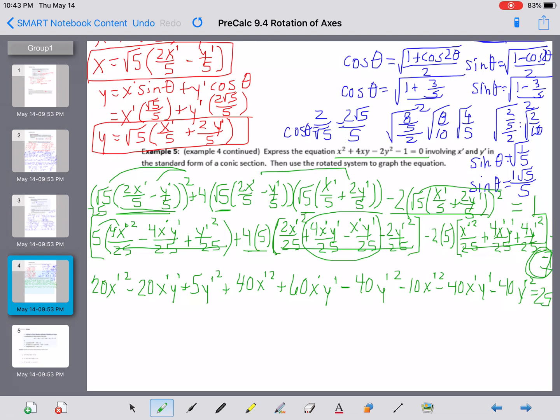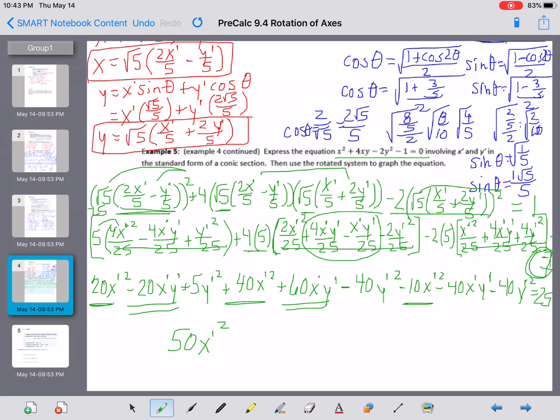Okay, 20x prime squared, 40x prime squared, minus 10x prime squared. So that's 60 minus 10, so I get 50x prime squared. All right, I get a negative 20x prime y prime, positive 60x prime y prime, negative 40x prime y prime. They cancel.